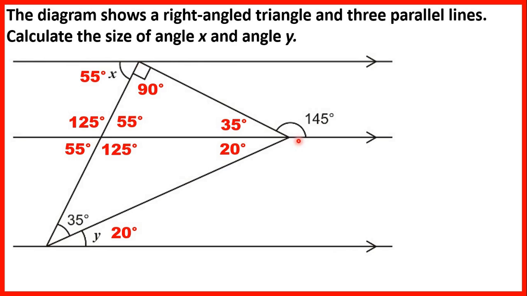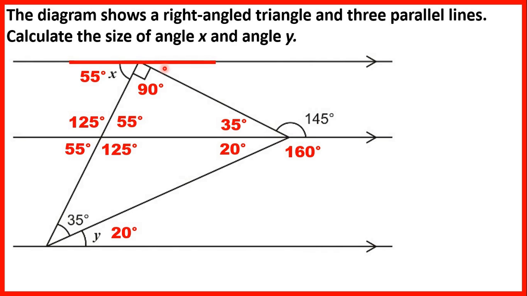We can also work out this angle here, because we have angles around a point. So we have a point here, and then whichever direction we move in, we get to an angle. So we can work out 20 plus 35 plus 145, and then subtract from 360, because angles around a point always total 360 degrees. That gives us 160 degrees for this angle here.